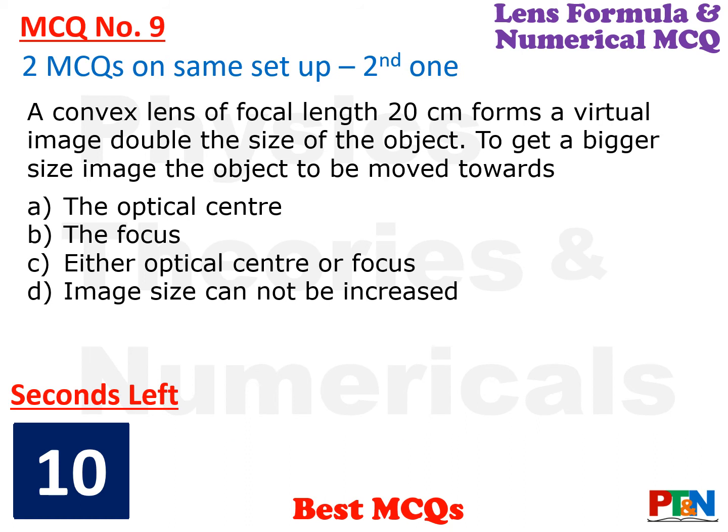Next MCQ, on the same setup. A convex lens of focal length 20 cm forms a virtual image double the size of the object. Now the question is, to get a bigger size of the image, the object is to be moved towards the optical center, towards the focus, or the image size cannot be increased. In which direction does the object have to be moved to get a bigger image? 10 seconds time. Timer starts now.